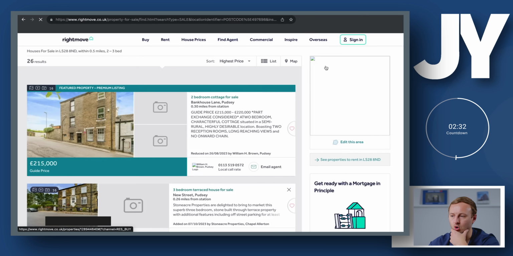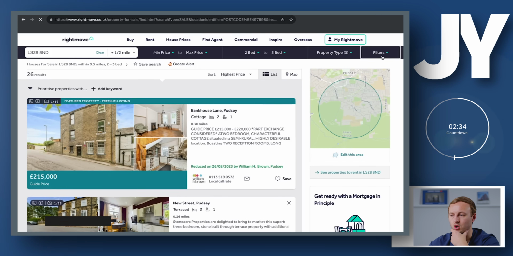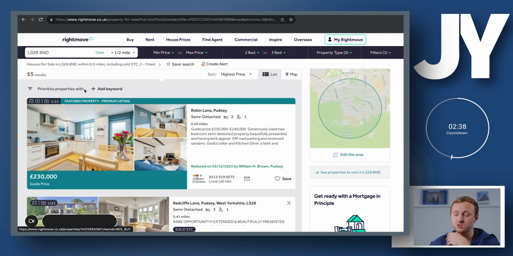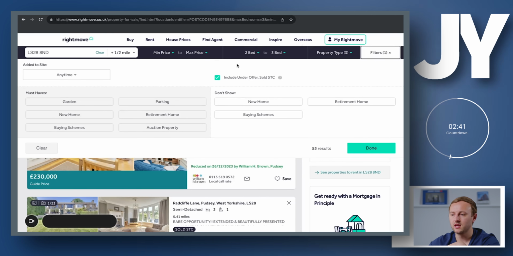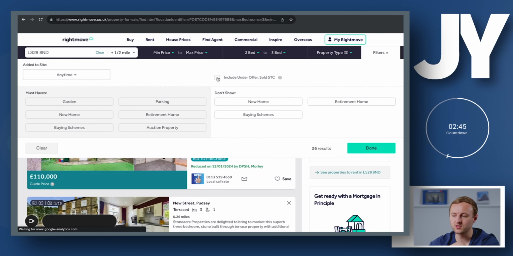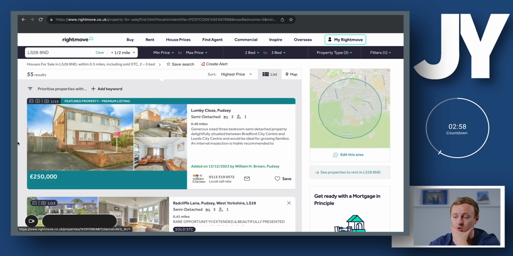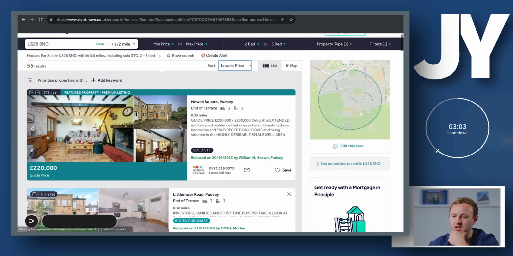Now, we're going to go find properties. And if you want to, you can go on filters and add in include under offer and sold subject to contract, which doubles it. Which, by the way, if you just look at that number, including under offer and sold subject to contract, we've got 25. If you untick that, we've only got 26, which shows that 29 properties are sold and 26 are available, which is an over 50% success rate of getting the property sold, which is pretty bloody good.